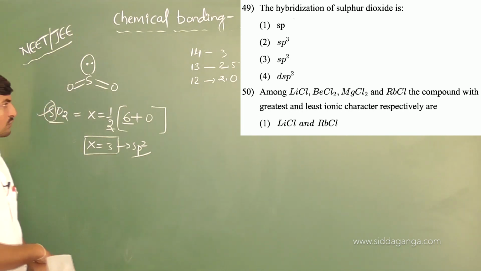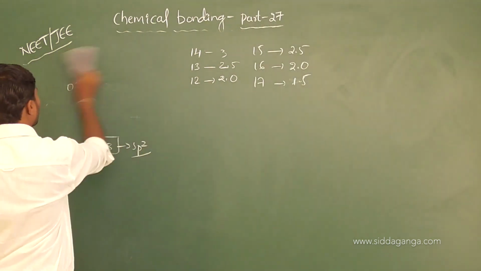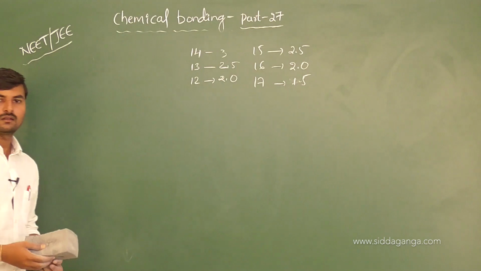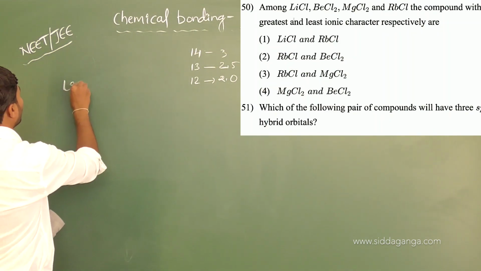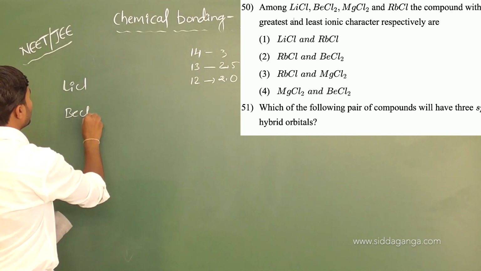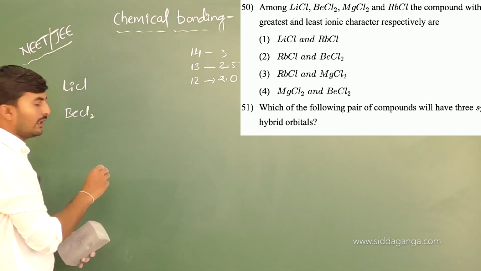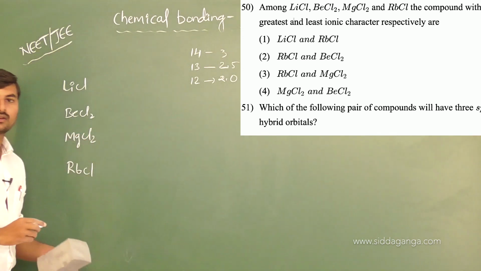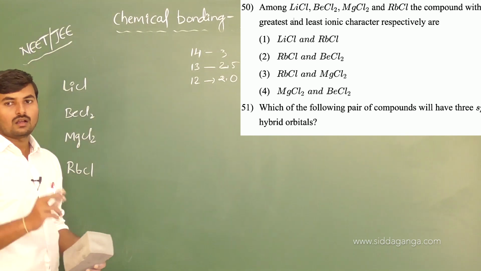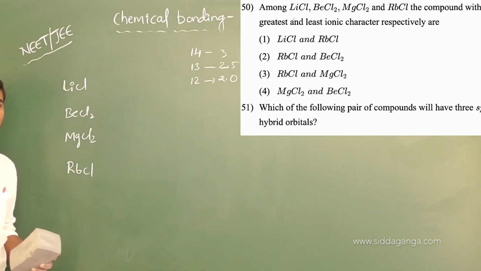Okay, the next one. Among LiCl, BeCl2, MgCl2 and RbCl, the compounds with greatest and least ionic character respectively are. What are the examples that they have given here? LiCl followed by BeCl2 followed by MgCl2 and last RbCl. Okay, here what are they asking? Compound with greatest and least ionic character.